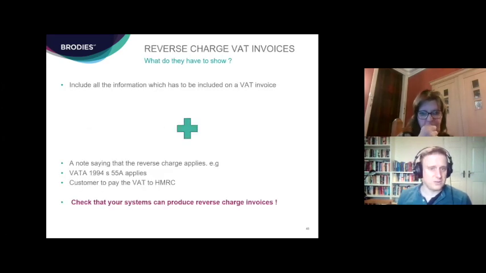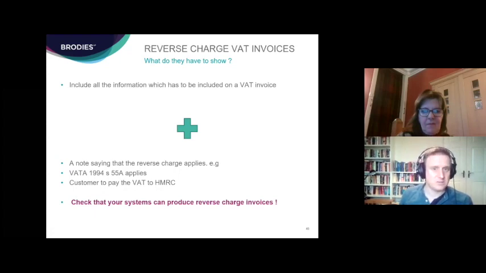So rather than dealing with VAT quarterly, deal with it every month to speed up the recovery of VAT that you've had to incur on buying in supplies. VAT reverse charge invoices are relatively straightforward. It is basically a normal VAT invoice with a bit of extra information saying that Section 55A applies and that the customer is to account for and pay the VAT under the invoice to HMRC.